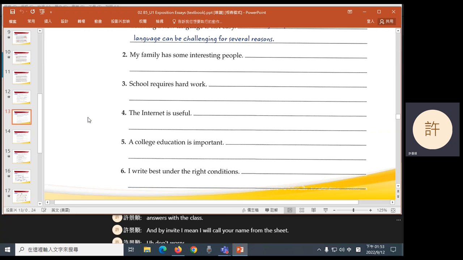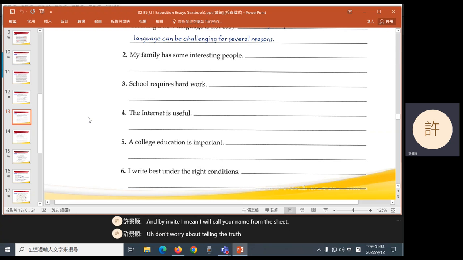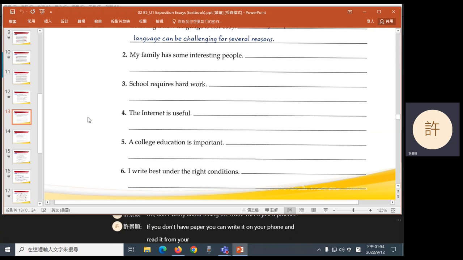Don't worry about telling the truth. This is just a practice. If you don't have paper, you can write it on your phone and read it from your phone is also one way to do this.